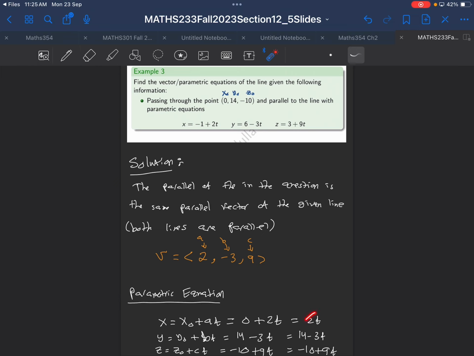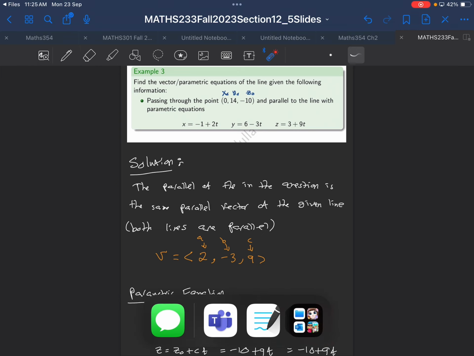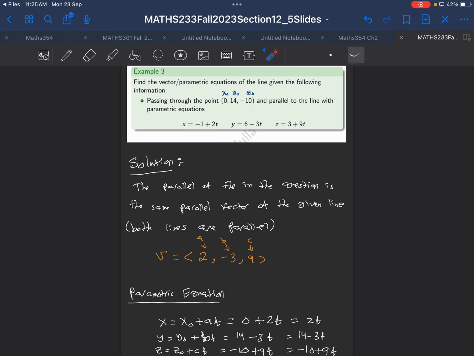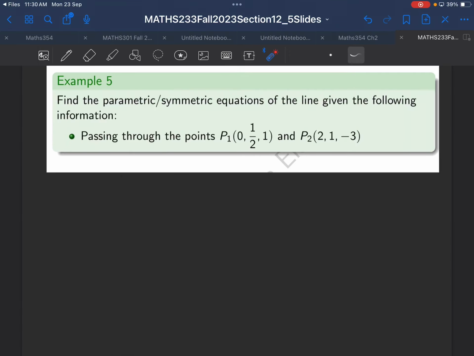We notice that the a, b, c at the end, the numbers in front of the t, are the same. Because this is the parallel vector, which is the same for both. The only difference is the number alone here without the t, because they are different lines passing through different points.